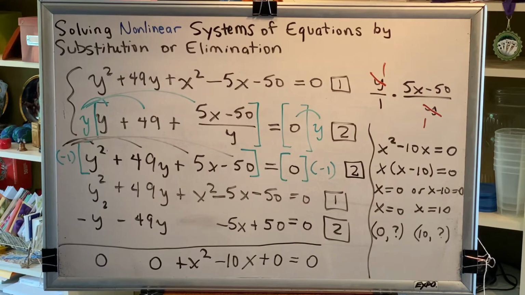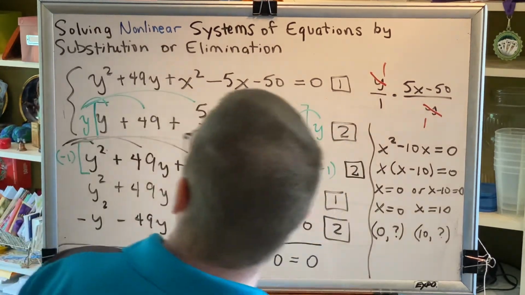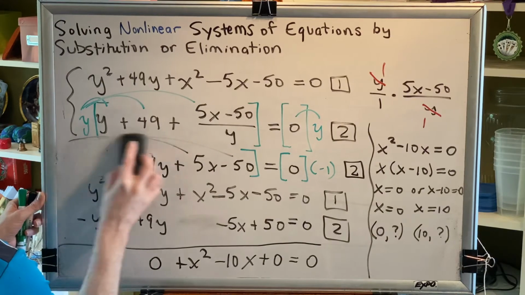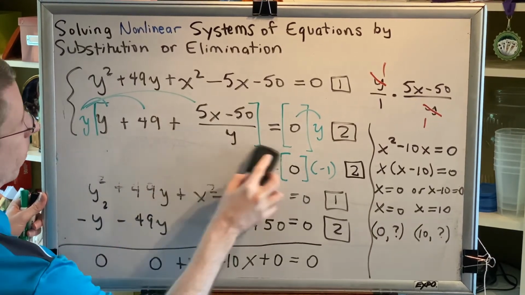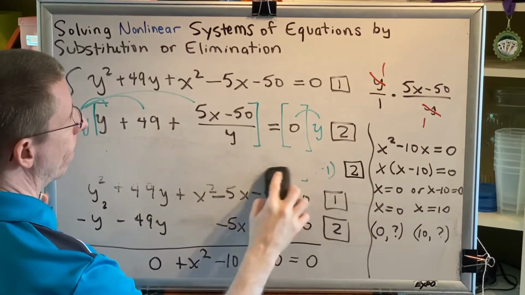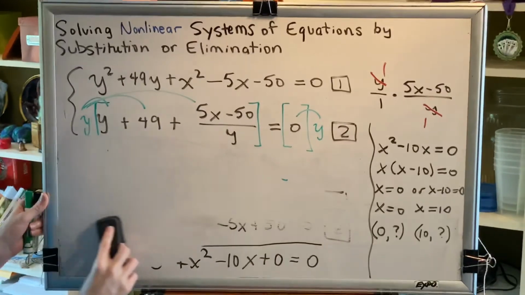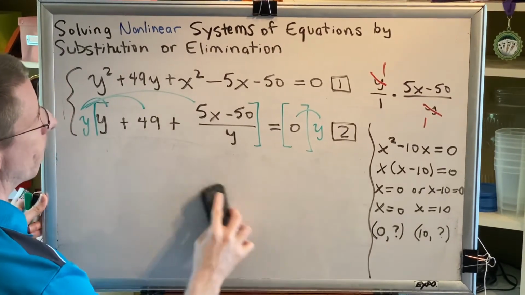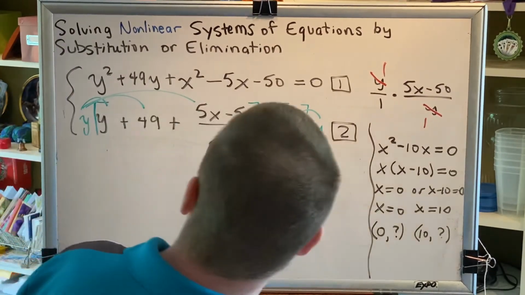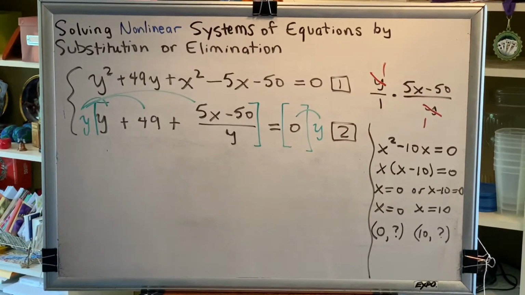So I do need to find a way to plug back in and come up with a value for the y's that go with each x. All right, so let's do that. We need to pick an equation to plug back into. When you plug back into an equation, typically you want to plug back into the simplest equation. So let's plug into the one that doesn't have a fraction. And so we're going to plug into equation 1.